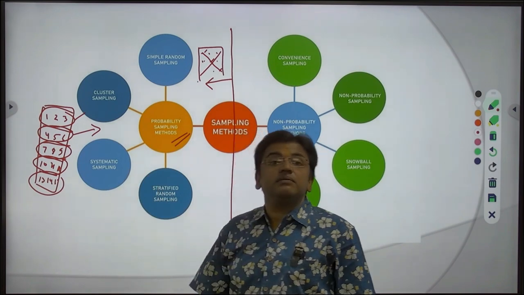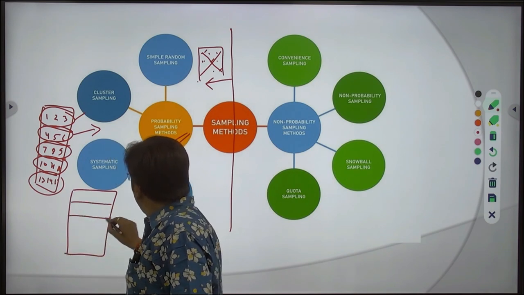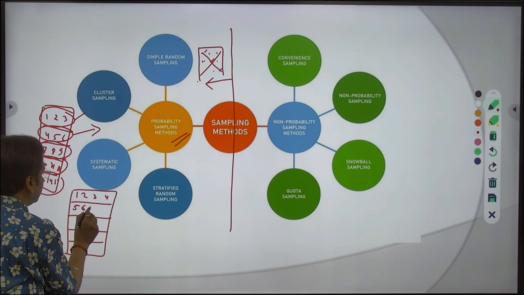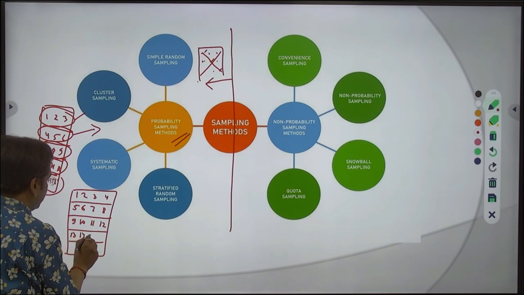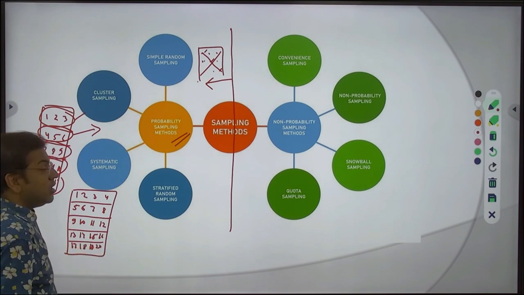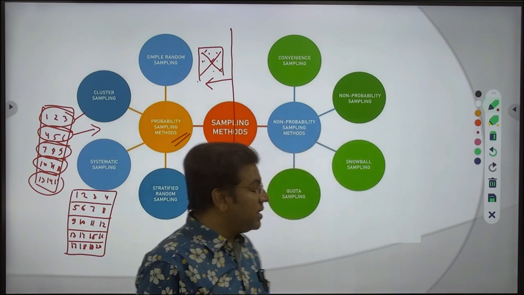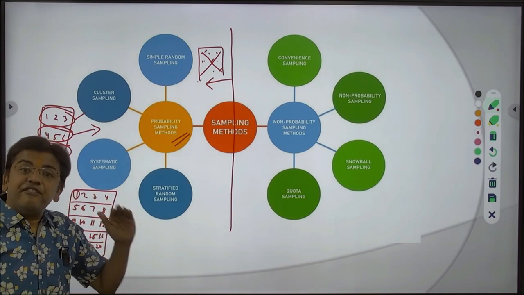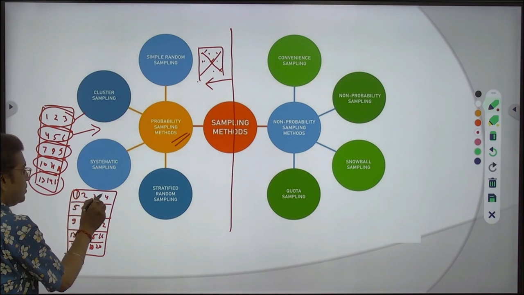Then systematic sampling. Here also you have certain numbers, 1, 2, 3, up to 20. Systematic sampling means you have to follow a systematic pattern while collecting your sample. If you say you will take the first one, and after the first one, every third will be our sample. Every third means 1, 2, 3, this will be our sample.